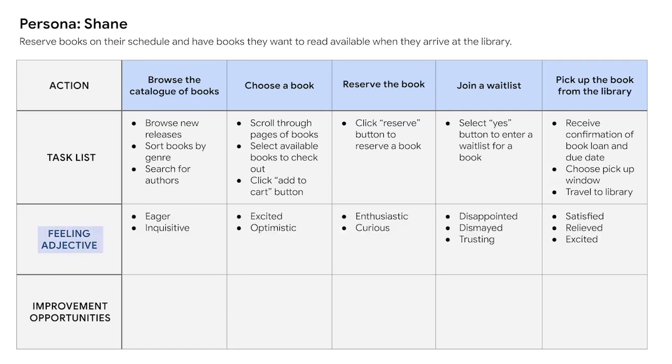Step 3, add how the user feels at each point. Guesstimates are okay in this step. For example, our persona Shane feels eager and inquisitive as they browse a catalogue of books. Then, Shane feels excited and optimistic that they can choose the book they're interested in reading. Similar to the last step, I've added feelings for each of these actions.